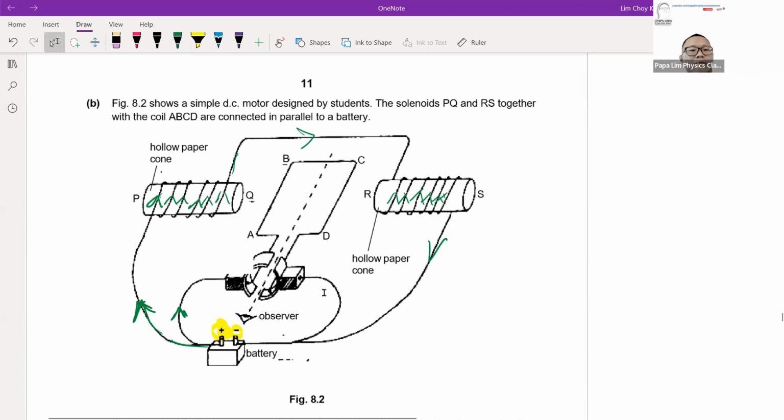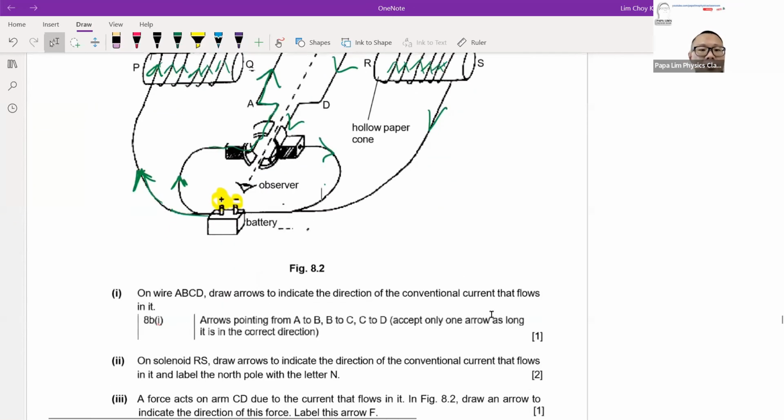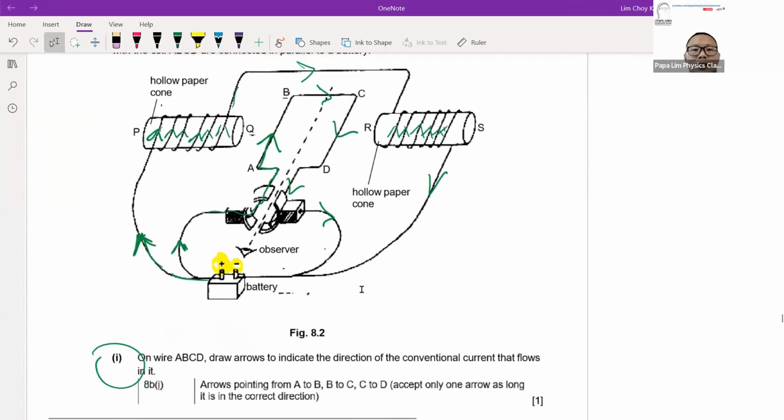Similarly for current, if you go through the split ring, the current will be inside here, going through AB, BC, CD, then out again. So this is the flow of the current. The green color will represent the flow of the current. On the diagram, A, B, C, D indicate the direction of the conventional current that flows. I have done it here, you can take a look.